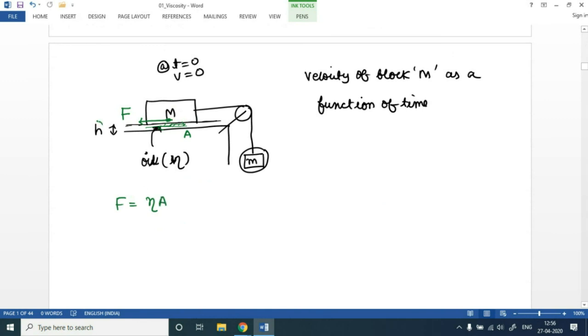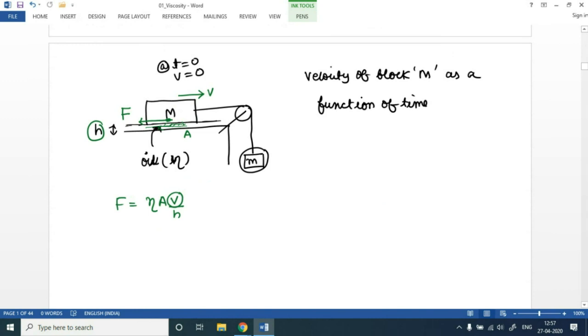And since this layer is thin, we can assume the linear velocity profile. That means the velocity gradient will be constant. And let's say at any instant, this block is moving with velocity V. So this V by h would be the velocity gradient. Please understand that this v is variable. So this is the force exerted by the liquid on this block.